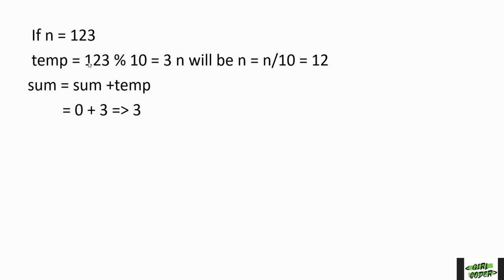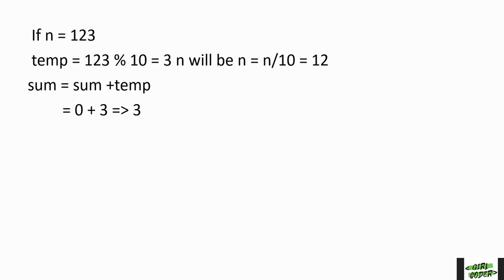The first thing is separating the digit from n, right? To do that, we use the mod operator and store it in a temporary variable temp. So temp equal to n mod 10. If n equals 123, temp will be equal to 123 mod 10. That means 3 will be separated from n. The last digit 3 is separated from n, and this 3 is stored in temp. I hope you understood this.